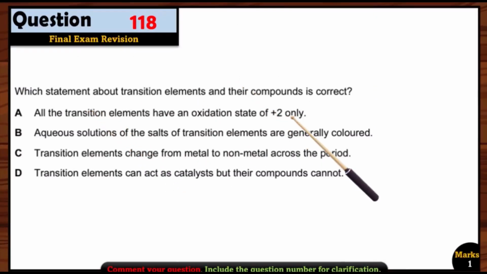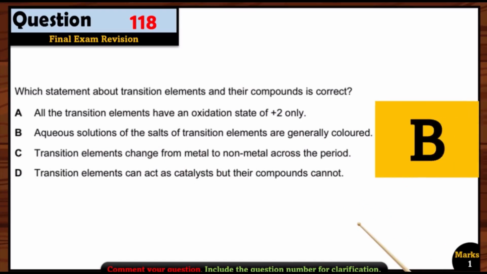This statement about transition elements and their compounds is correct. All transition elements have an oxidation state of +2, wrong. They have variable oxidation state. Aqueous solutions of the salts of transition elements are generally colored. Yes, transition elements usually give colorful compounds, right? So that's why option B is right.